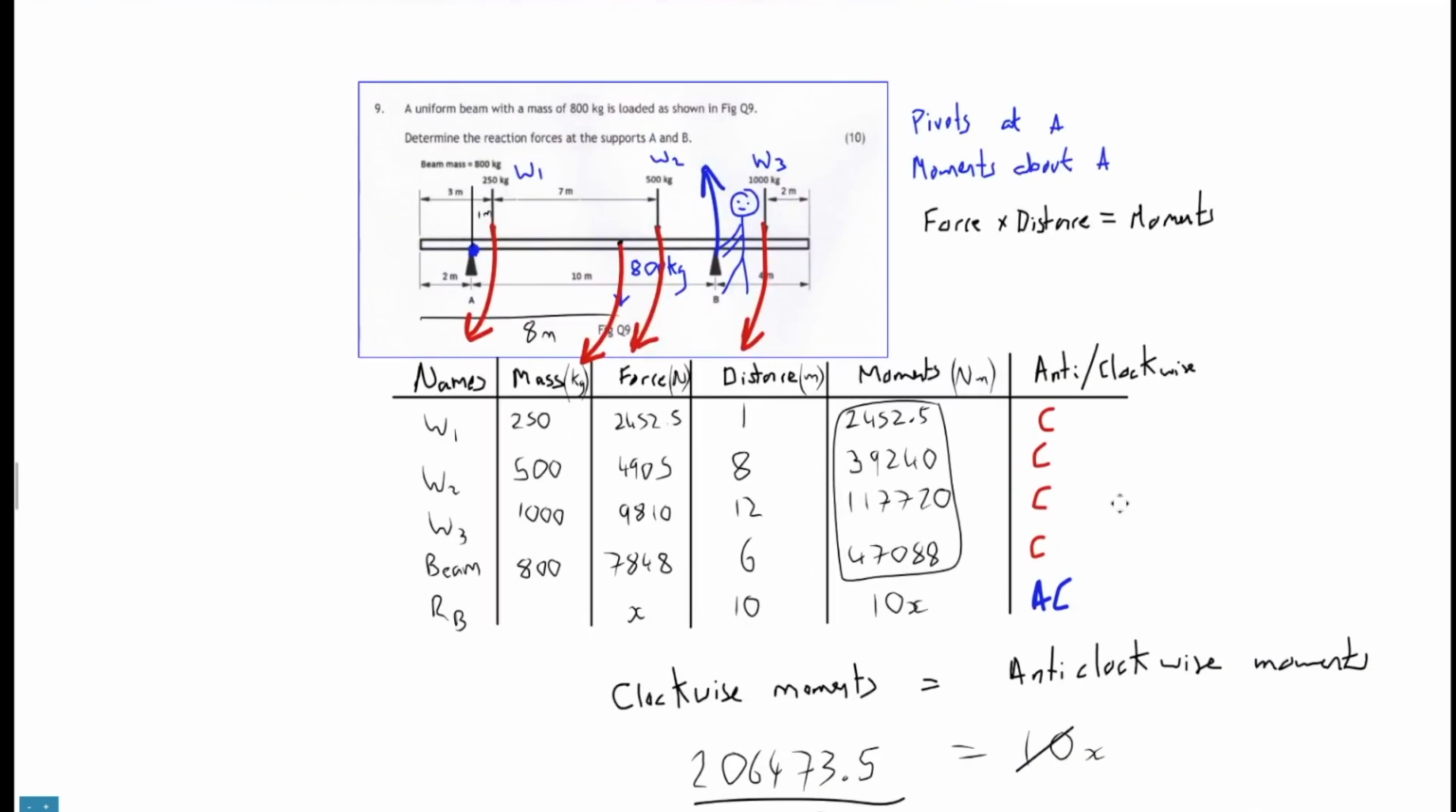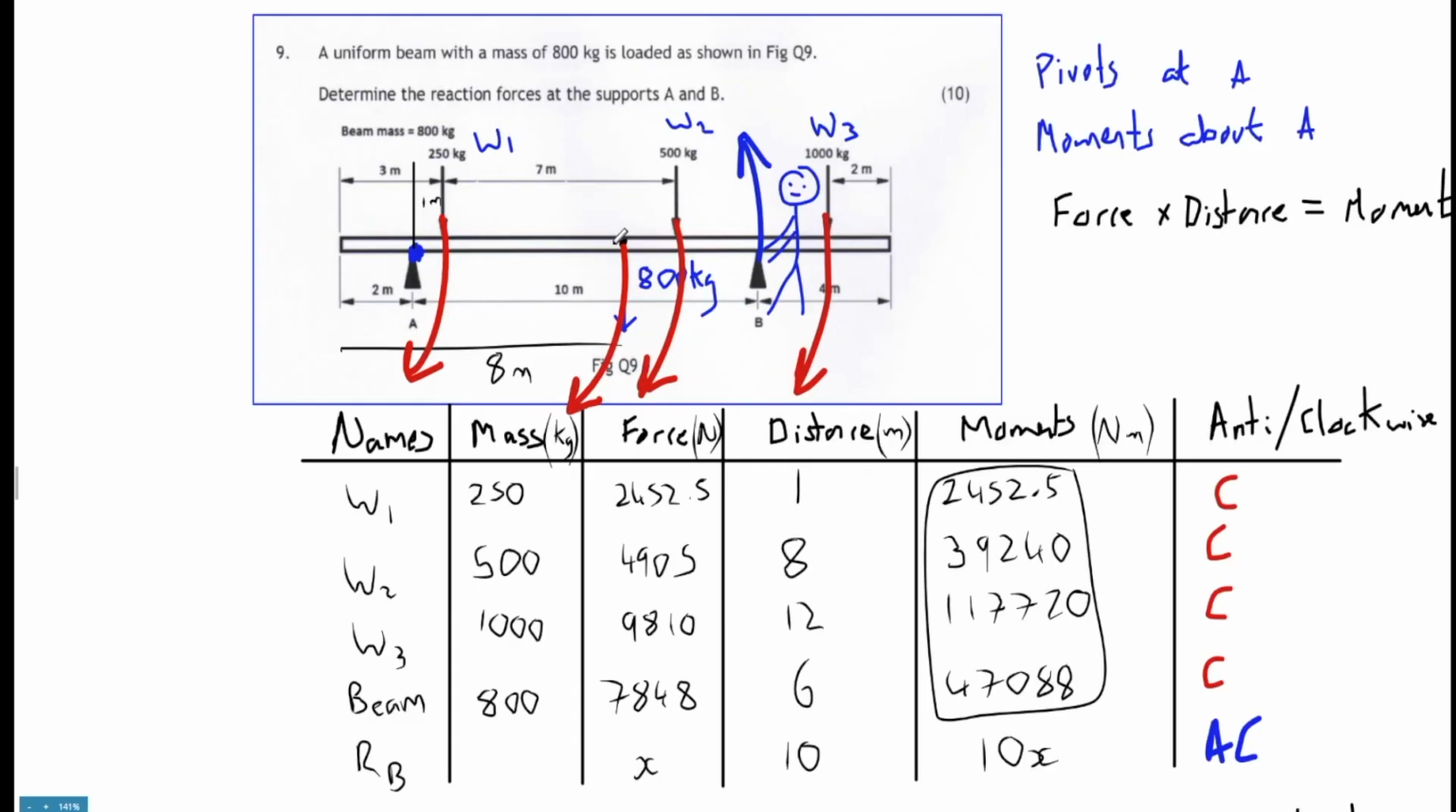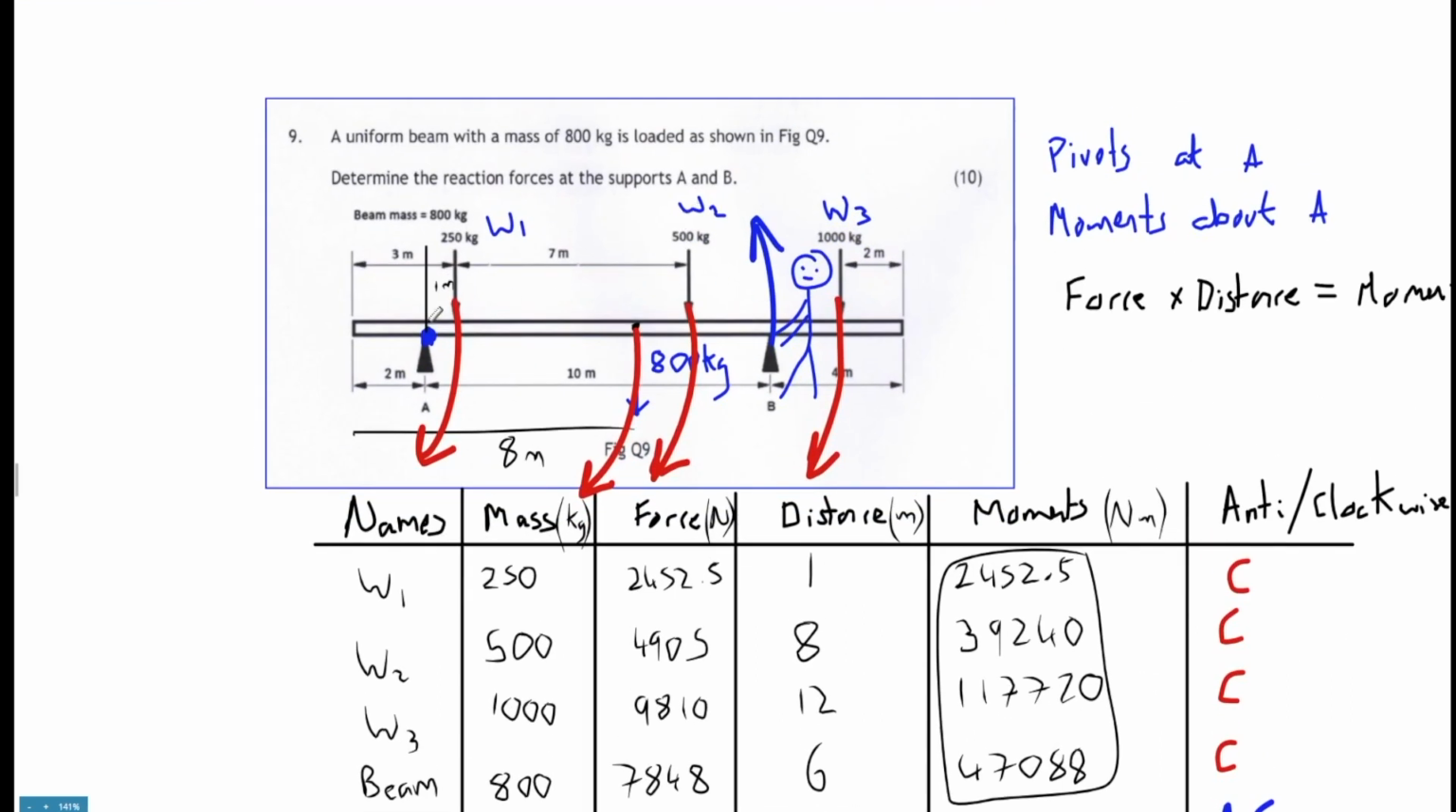Otherwise, this thing will be flying around all over the place. It will be moving. It's not. It's in equilibrium. It's just static. So all these weights pushing down must be in balance with those fulcrums or those supports pushing up.